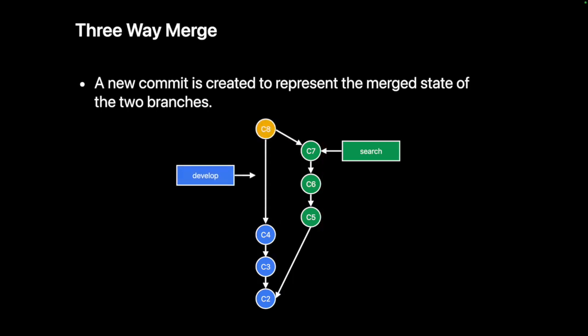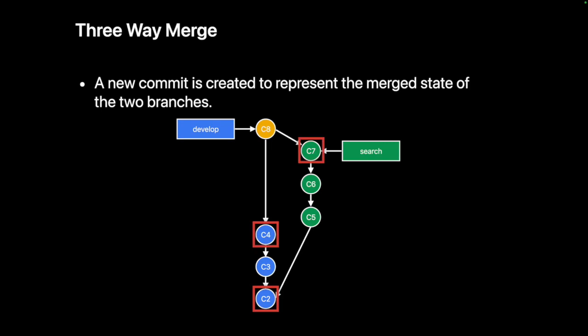Commit C8 is created to merge the two branches. This type of commit is called the merge commit. This merge method is called the three-way merge because it references three commits, the common ancestor of the two branches, in this case, commit C2, and the latest commits of each branch, in this case, commits C4 and C7. This concludes our look at three-way merge.